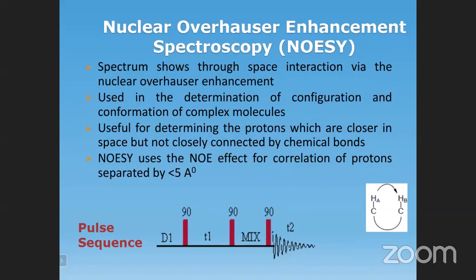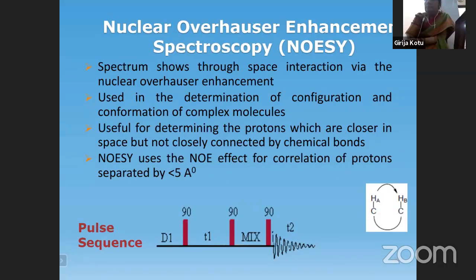Okay, anyway, so let us come to the nuclear Overhauser enhancement spectroscopy. As I said, until now we have talked about through bond connectivity information in the NMR spectrum. Whatever techniques we have discussed so far show only the through bond connectivity, and now we are going to talk about the spatial interaction, spatial connectivity.